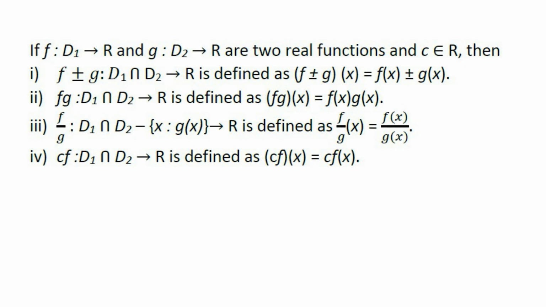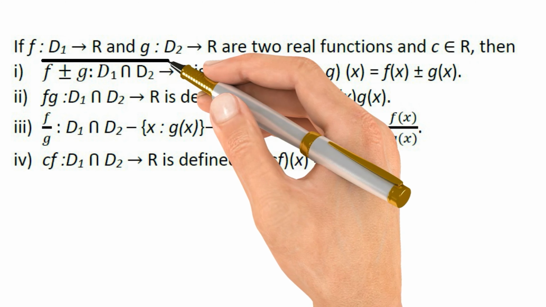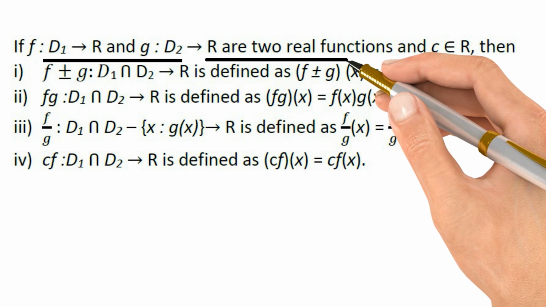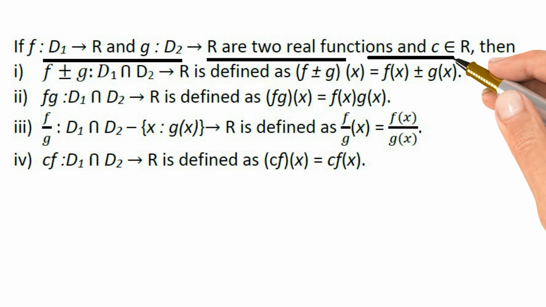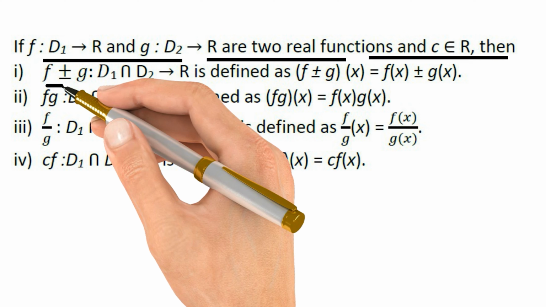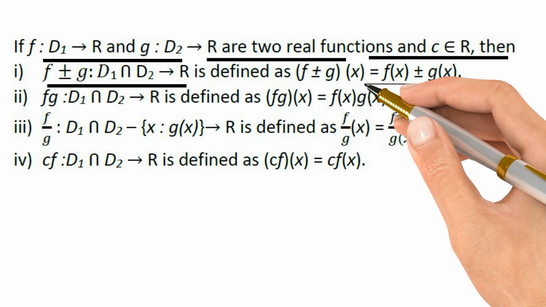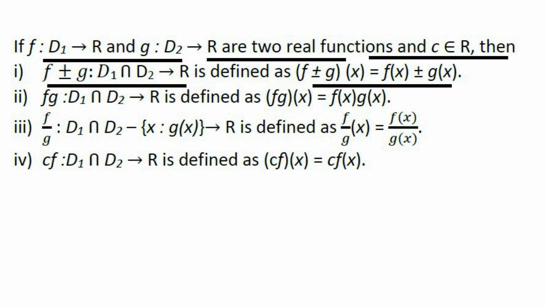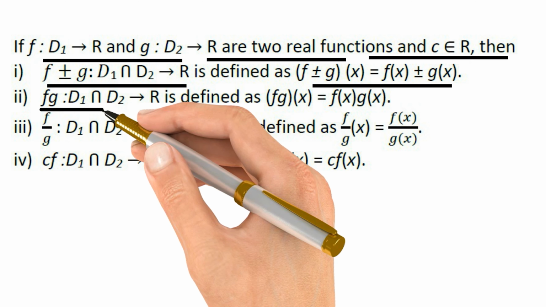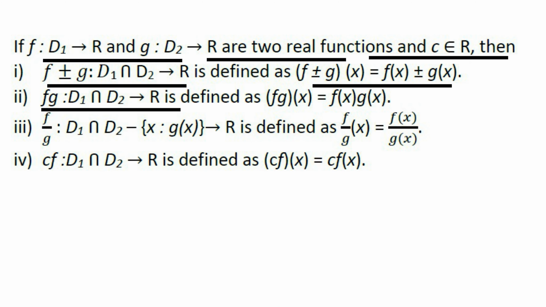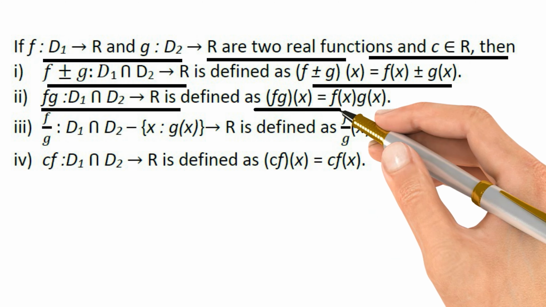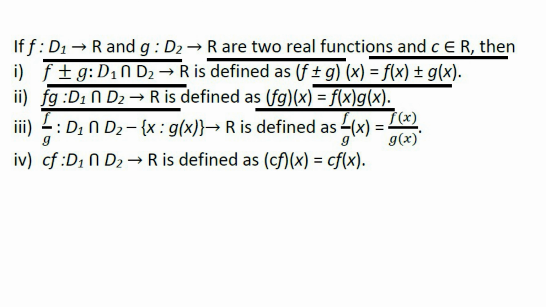If f: D1 → R and g: D2 → R are two real functions and C belongs to R, then f ± g, with domain D1 ∩ D2 → R, is defined by (f ± g)(x) = f(x) ± g(x). fg, where D1 ∩ D2 → R, is defined as fg(x) = f(x) into g(x).